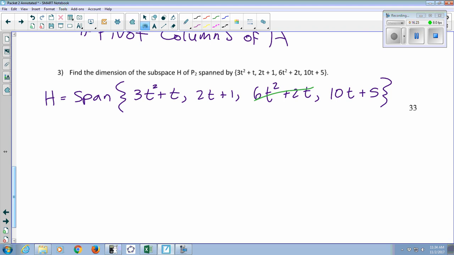Any others jump out? The second and the fourth, right? The second one times 5 gives you the fourth one. So I can get rid of that one because I can build it using the second one. I don't need it in the spanning set. Now I only have 2 left. Is one of them a multiple of the other? No. So now I have a linearly independent spanning set. And so how many elements are in it? 2. So the dimension of H is 2. So I just basically took the spanning set and whittled it down until it was linearly independent. Then I had a basis.